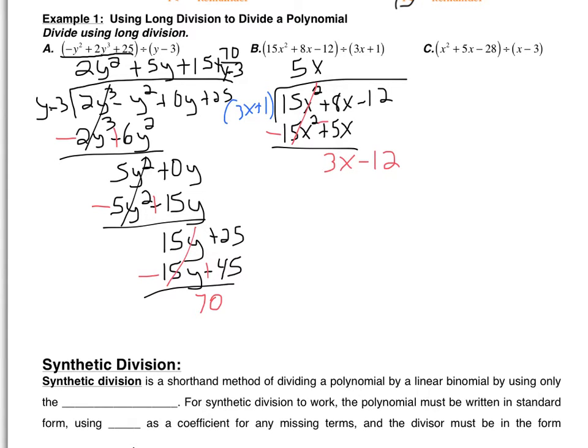And how many times does 3x go into 3x? Once. So we have plus 1. So 1 times 3x is 3x. 1 times positive 1 is plus 1. And then we need to change the signs because we're subtracting. We get 3x minus 3x is 0. Negative 12 minus 1 is negative 13. So then my answer is 5x plus 1 minus 13 over 3x plus 1.